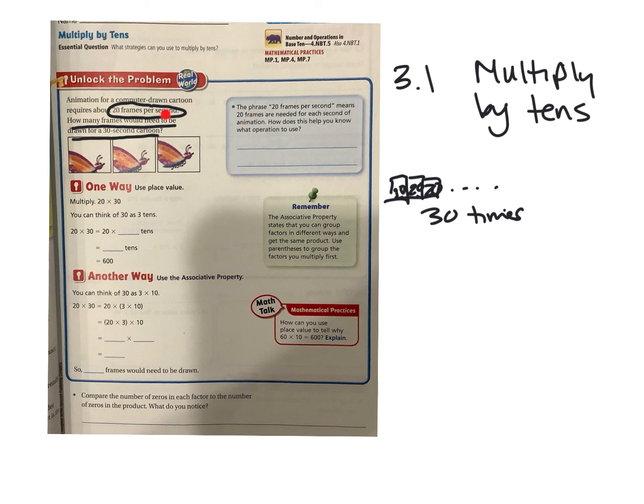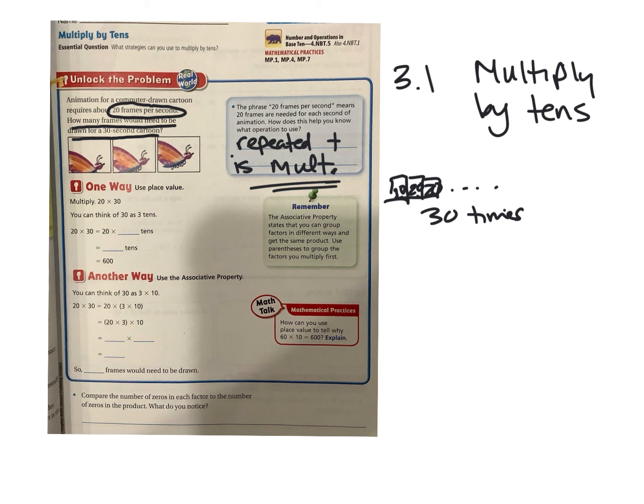I've blown past this kind of fast, so they point out to us the phrase 20 frames per second, singular, not seconds, plural, means 20 frames are needed for each 1 second of animation. They ask, how does this help you know what operation to use? In 1 second, we get 20 frames. In another second, we get 20 frames. In another second, we get 20 frames. Repeated addition. So we could put repeated addition there. That is multiplication.